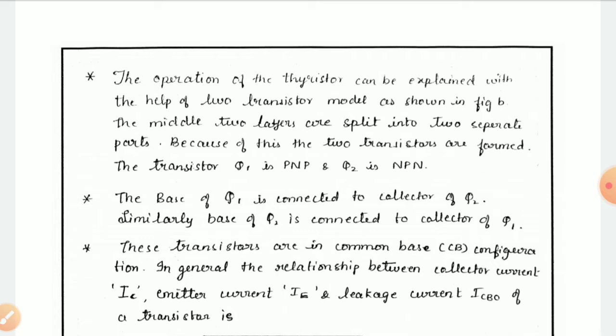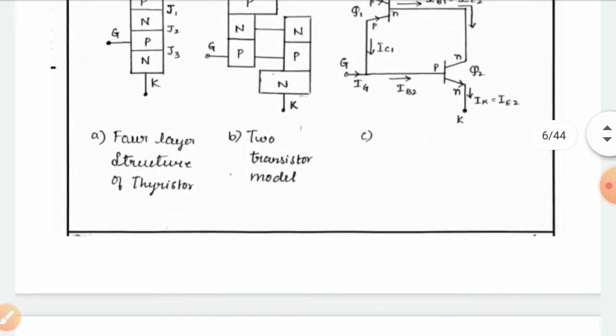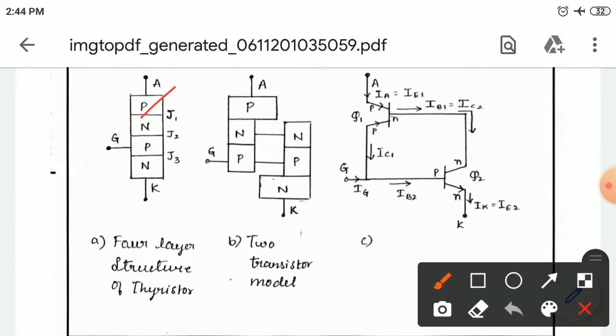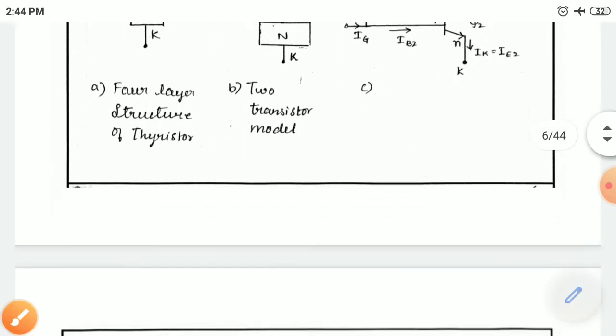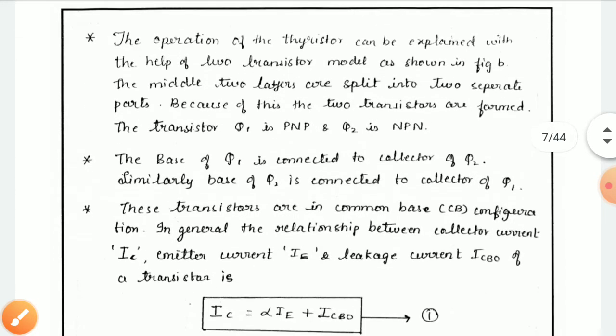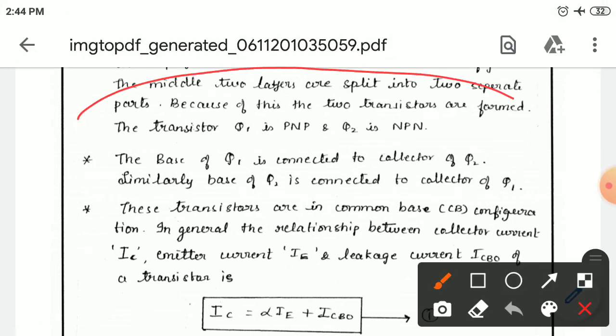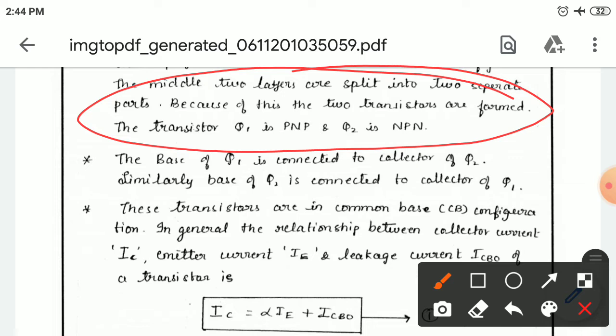The middle two layers are split into two separate parts. The middle layer is nothing but this one, the middle of the PNPN is NP. These are split into two separate parts, and because of this two transistors are formed. As the NP structure is split into two parts, the transistor Q1 is of PNP type and transistor Q2 is of NPN type here.